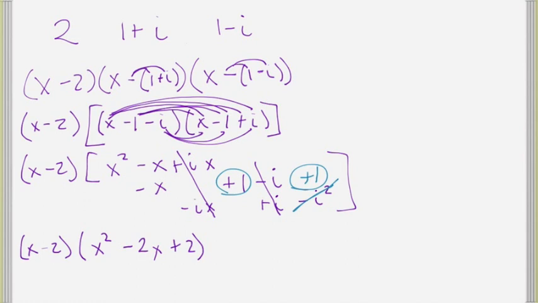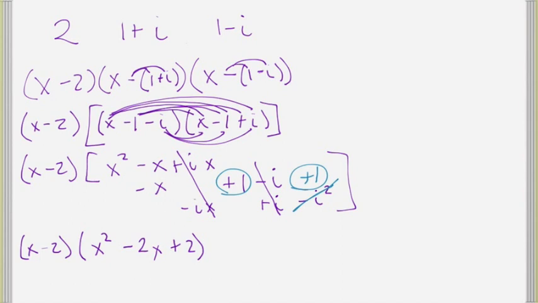Wait, where did you get the second plus 1? From the negative i squared. Because i squared is equal to negative 1, and so negative times negative 1 makes a plus 1. All right, so all the i's are gone, which takes away a lot of the grossness.